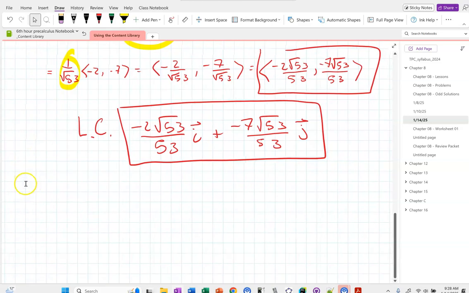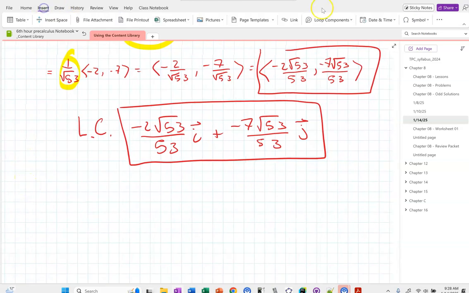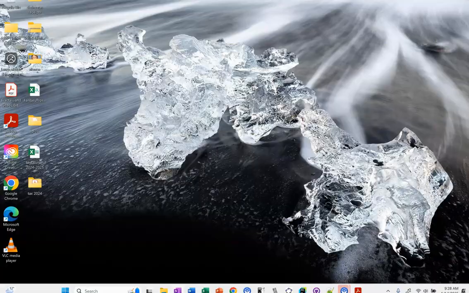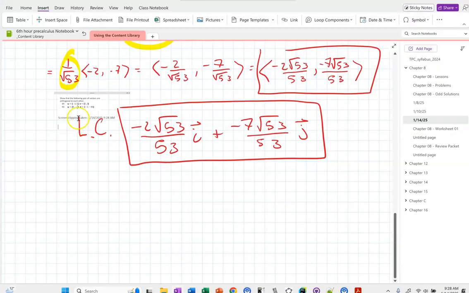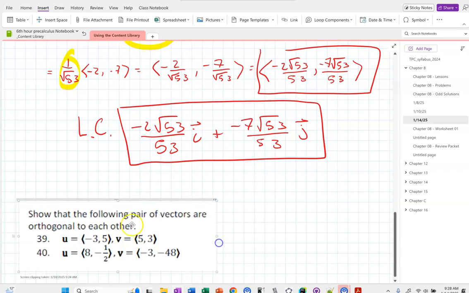So 40 asks to show that two vectors are orthogonal to one another. Oops, that wasn't where that was supposed to land. Sometimes OneNote gets its own ideas here.